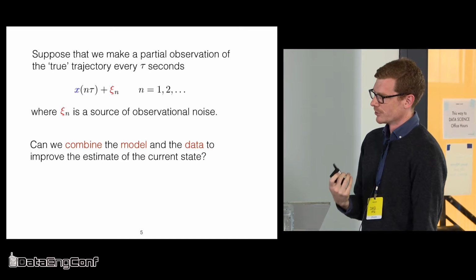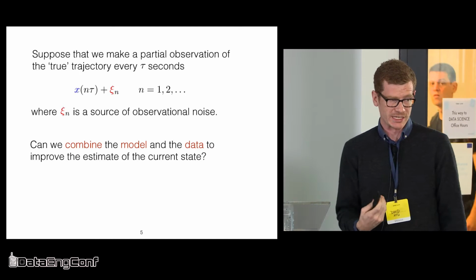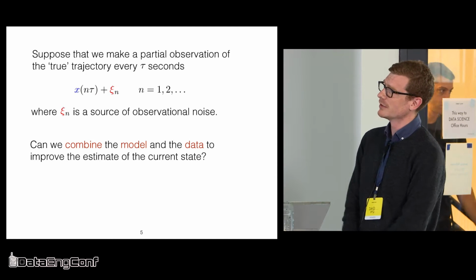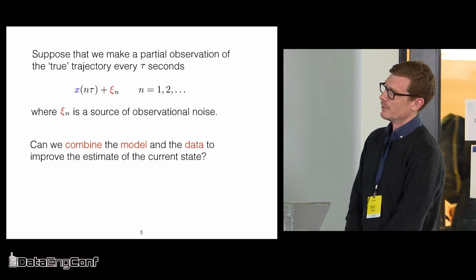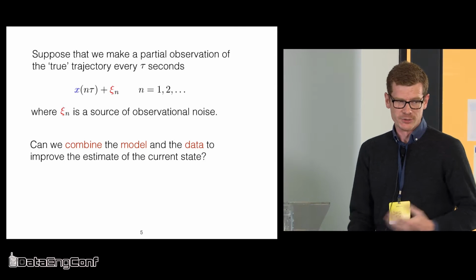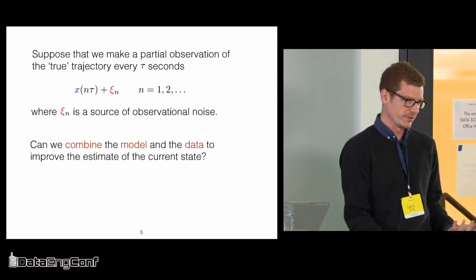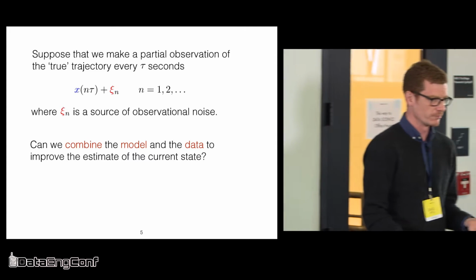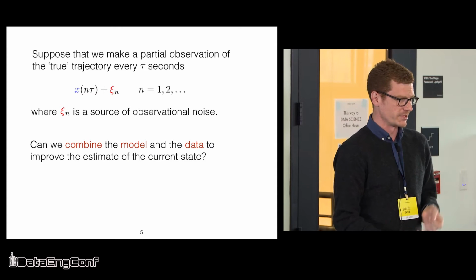Okay, so the model by itself is not great for making predictions. So what if we had data from the one true trajectory? Maybe not the whole point. If we had the whole data point, then we wouldn't really need the model at all. So what if we just had part of the data point?